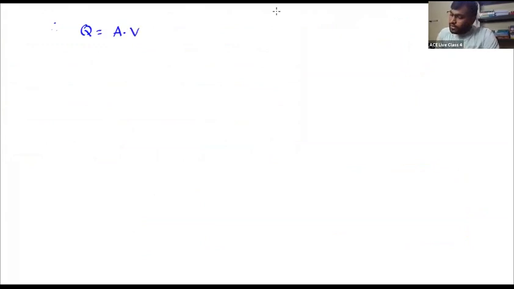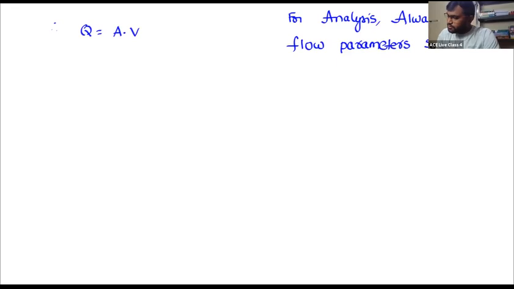And I told you, for analysis, always average flow parameters should be used, for the sake of analysis. So we are going to use the average parameters, and what is that nothing but we average R naught.